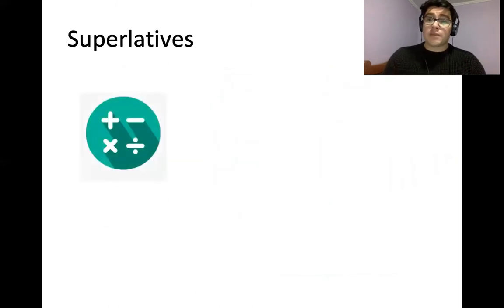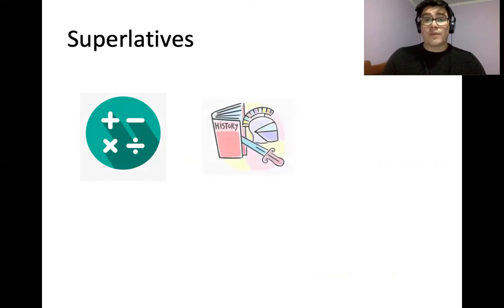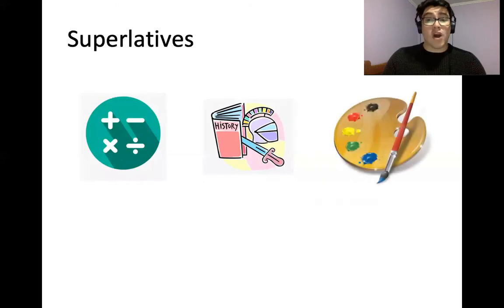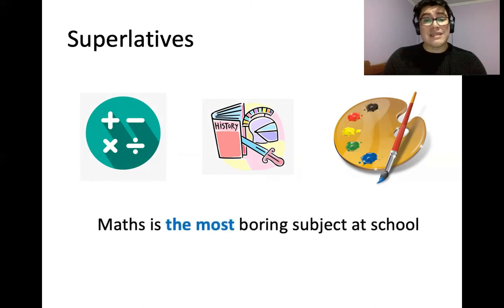Well, let's suppose here we have maths, one of the subjects in school. We have history, and we have arts. Maybe one of these is boring or interesting. So I can say something like this. Maths is the most boring subject at school. Here I have the adjective boring. Boring is a long adjective. So in this case, I say the most boring. And every time I have long adjectives, I can say the most.